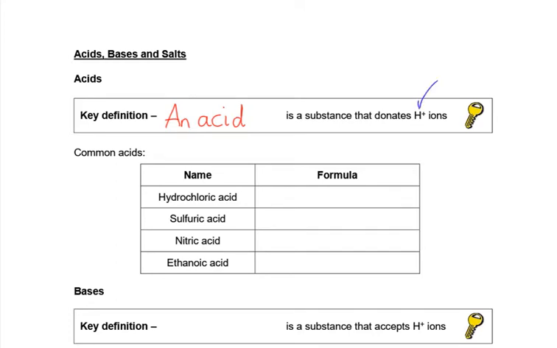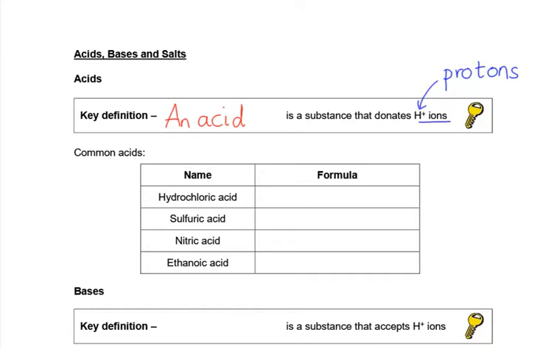And sometimes in A-level chemistry you'll hear people refer to those as protons. So a substance that donates protons might be another way that we would describe an acid. And you might think, well, protons are inside the nucleus, how can H plus ions be protons?